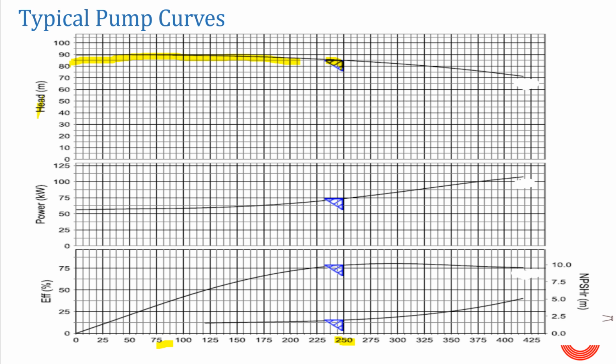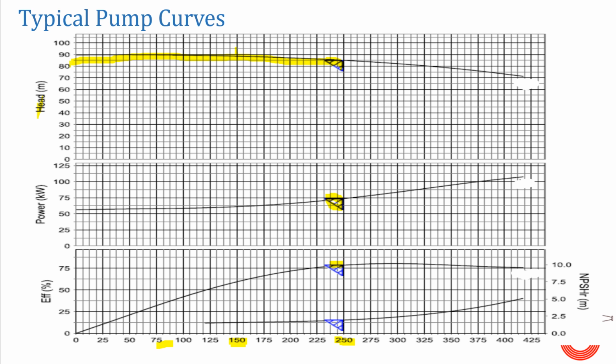As my flow changes, there is a variation in head also. If my flow changes to 100 meter cube per hour, my head will again increase. If you can see here, the head is going more than 85. At 85 meter water column, this is my power curve, and it is cutting somewhere here. So my power requirement for the pump will be around 75 kilowatt. And what will be the efficiency at this flow and head? It will be somewhere between 75 and 80%.